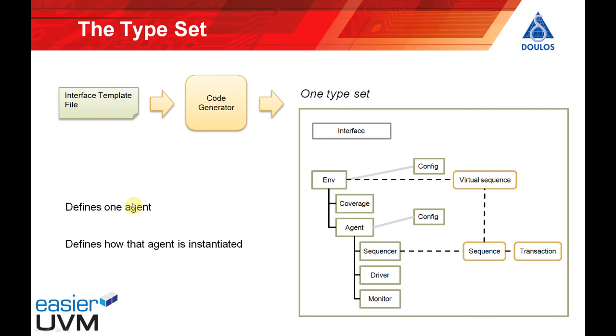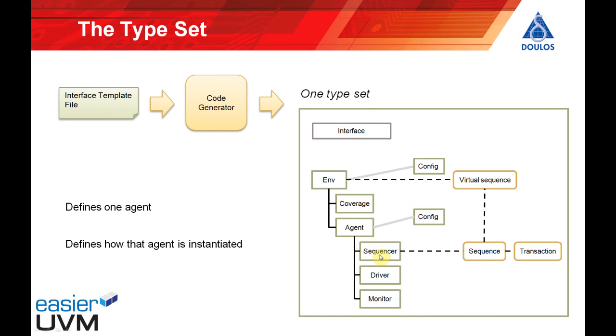Each interface template file defines one agent and also defines how that one agent is going to be instantiated. The interface template file results in the generation of one type set, where a type set literally means an interface and a set of types. Actually, these types are all SystemVerilog classes, and all of the SystemVerilog classes are contained within a single package. So for each interface template file, you'll get one interface and one package that contains all of the classes shown here, and maybe some others, depending on the exact settings that you set up in the interface template file.